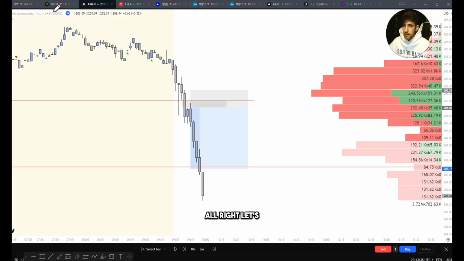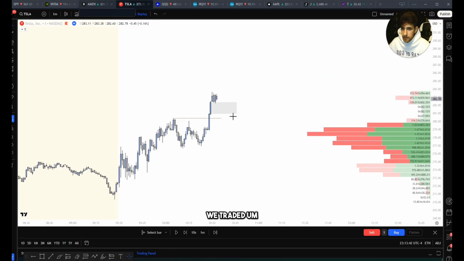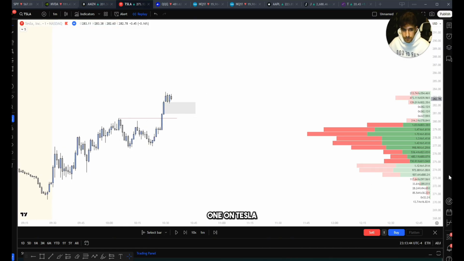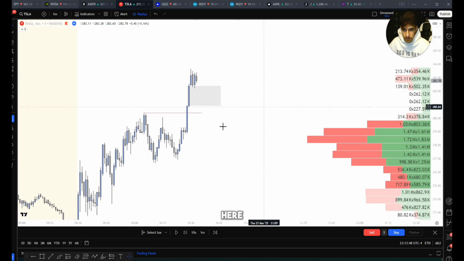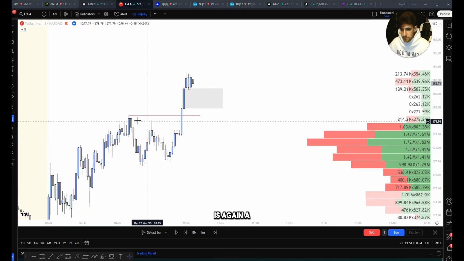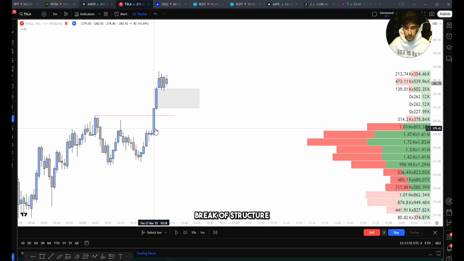All right. Let's take a look at a few more examples. Let me show you guys some other ones we traded. This is the one on Tesla that we can take a look at. And if we really just take a look right here, what we have is, again, a very nice break of structure. So that's number one. And again, why is this break of structure so nice?